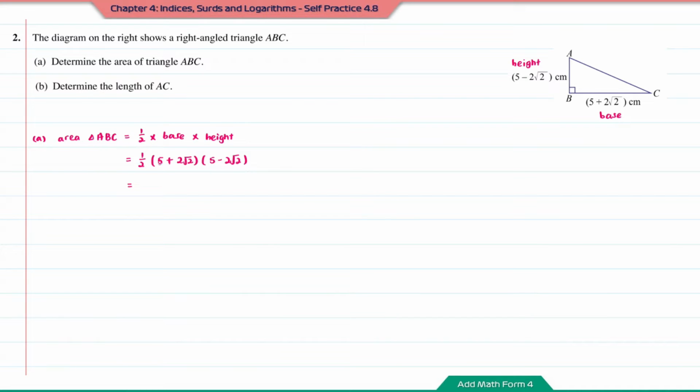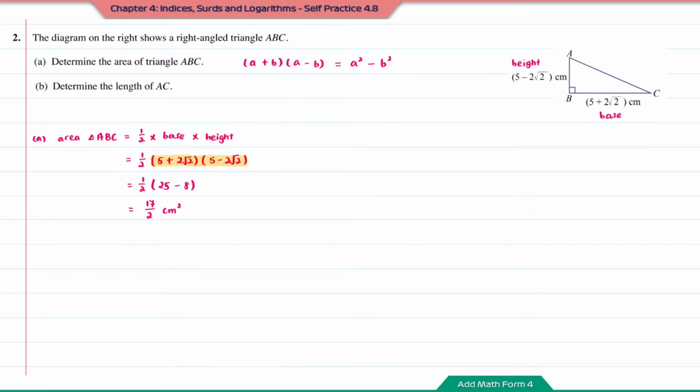Here we're going to do the expansion for this part. This is just like the expansion of (A plus B) multiplied by (A minus B). Therefore, you're going to have A squared minus B squared. In this case, A is the number 5. If you square it, you get 25. Then minus B, which is 2√2. When you square it, it's going to be 4 times 2, which is equal to 8. Therefore, the area of the triangle ABC will be 17 over 2 cm squared.